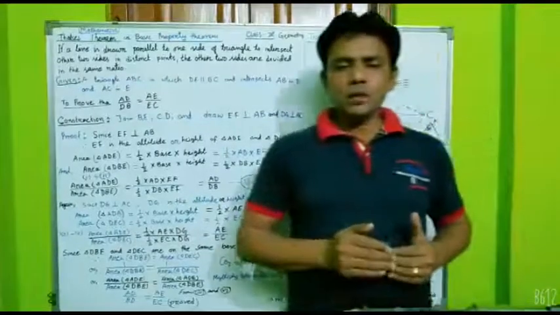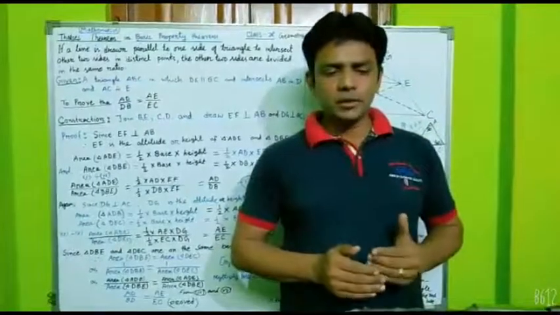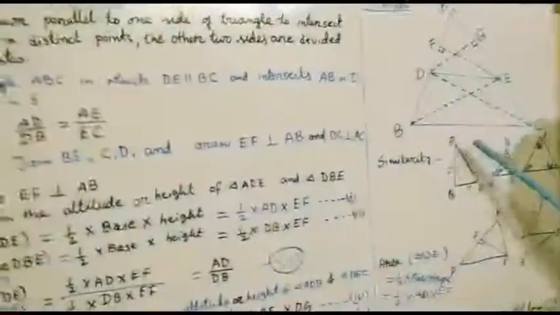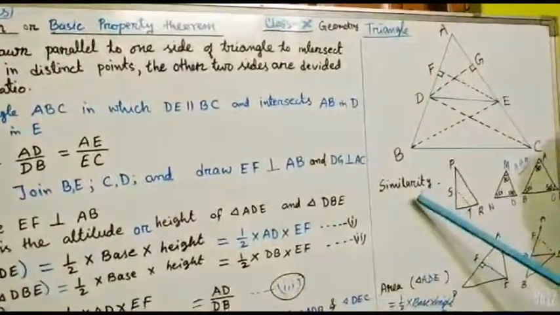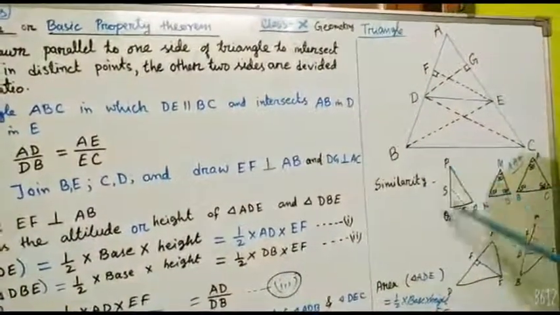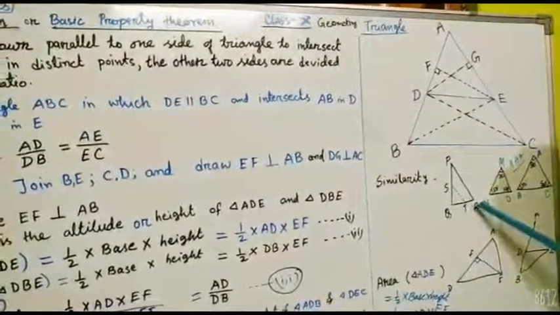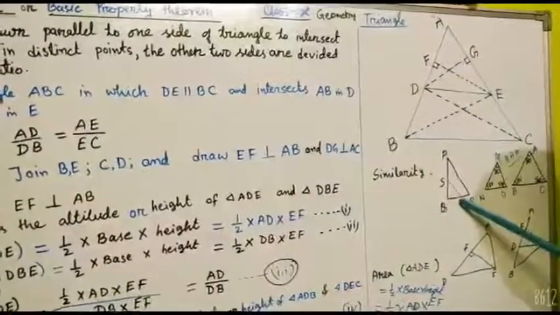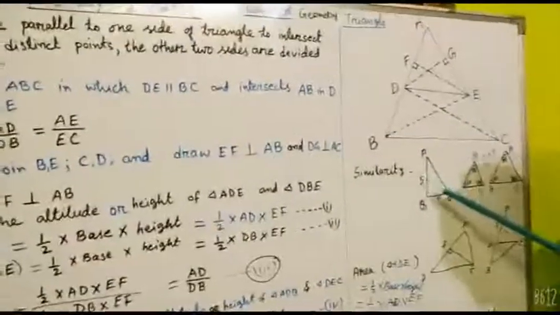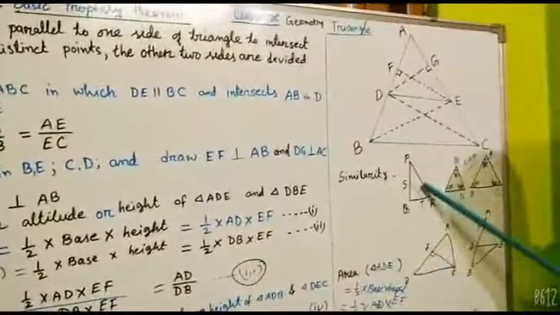Before starting the chapter, we will discuss some basic concepts of triangles. Look at the board. First of all, we will discuss similarity. Here PQR is a triangle and SQT is also a triangle. ST and PR are parallel.